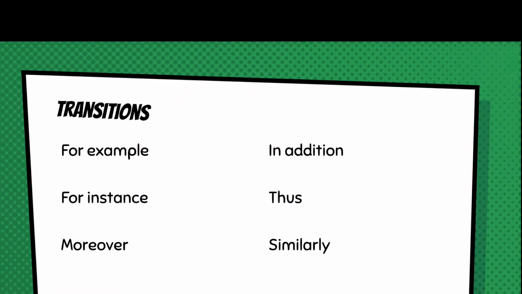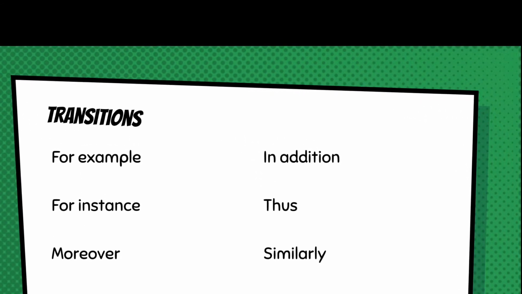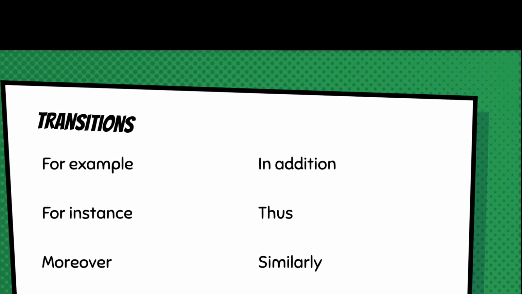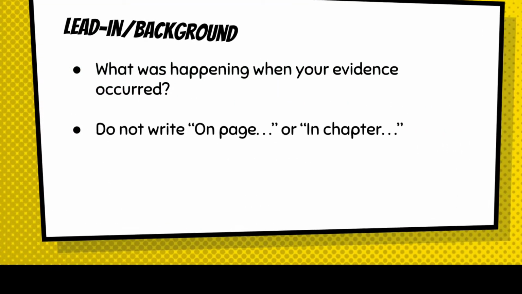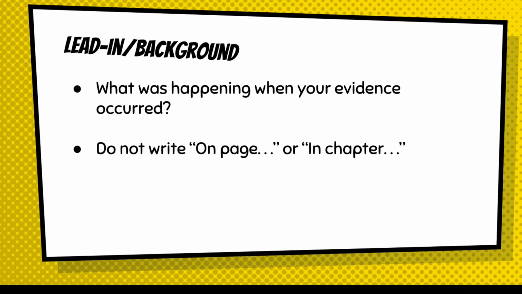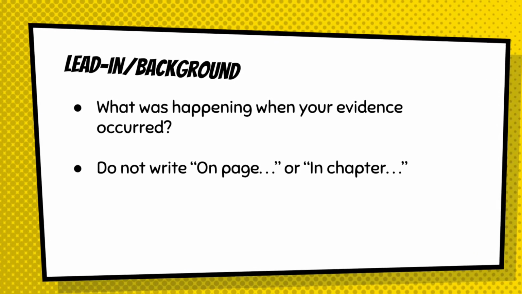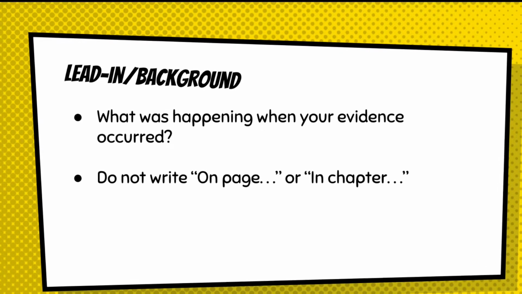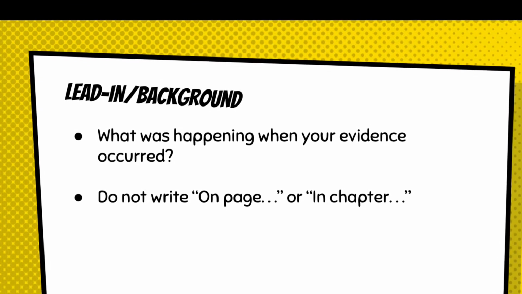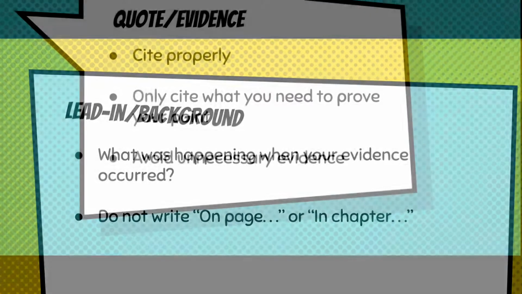In every TLQP, it needs to start with a transition. These are a list of just a few basic transitions that you can stop and review. Directly after your transition, you're going to want to give me your lead-in or your background. So what was happening when your evidence occurred? Be specific. Do not give me things like on page so-and-so we see, or in chapter this we see evidence. We want to make sure that we're giving specific examples.